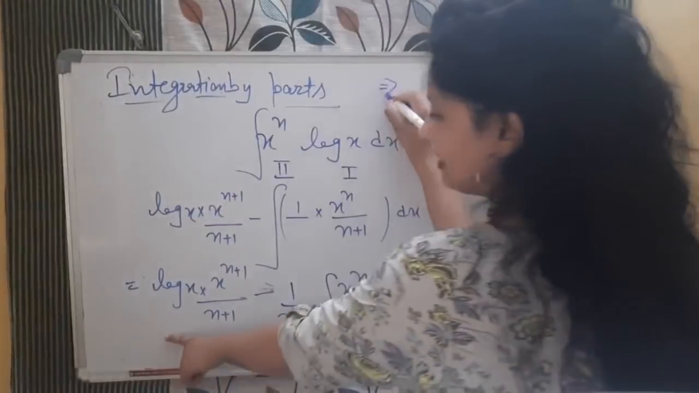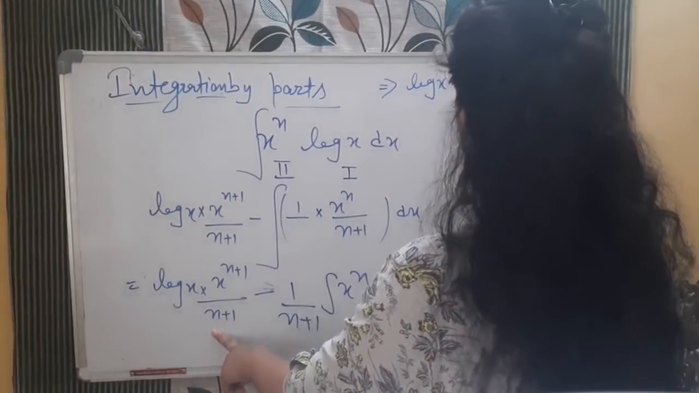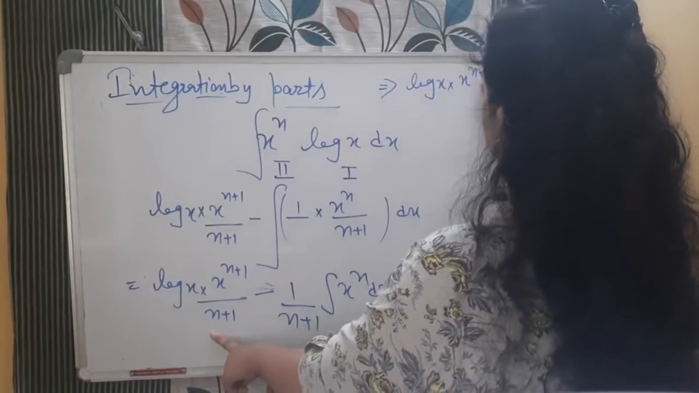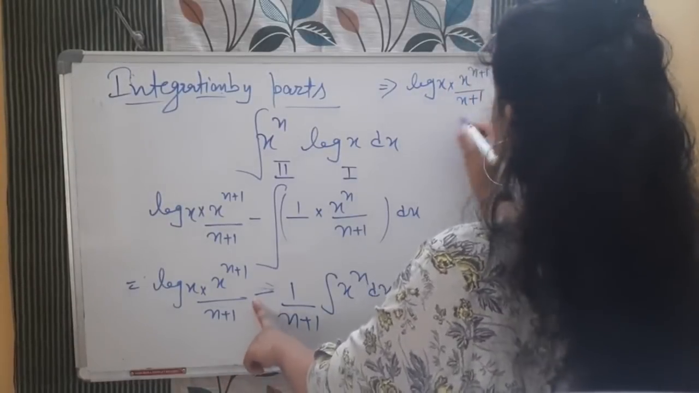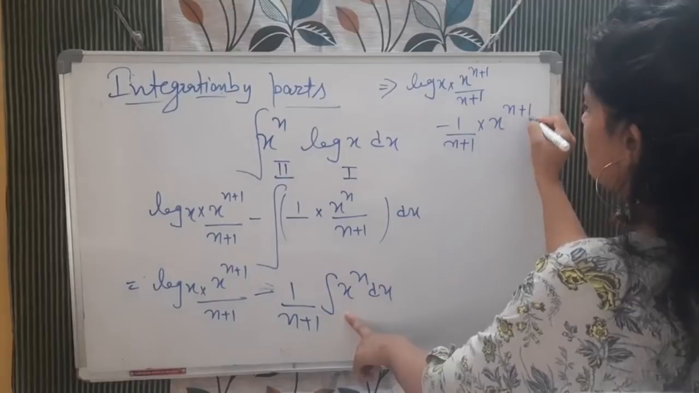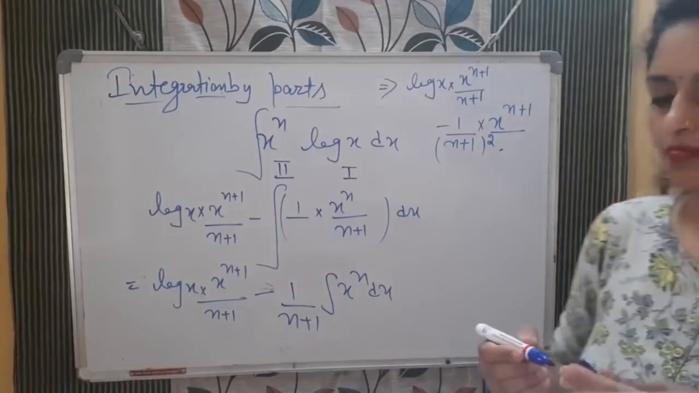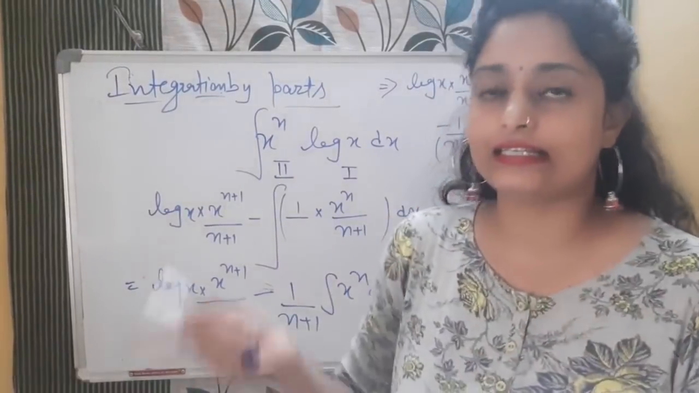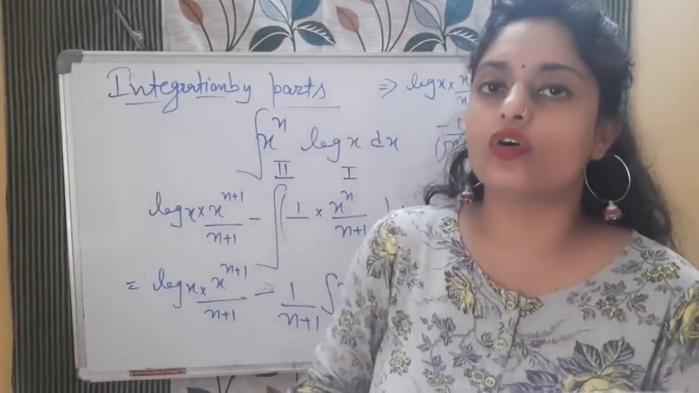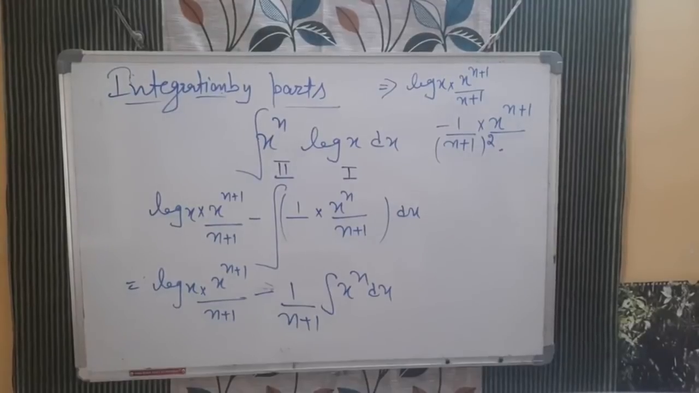When you will solve it, finally what you will get is log x into x raised to the power n plus 1 divided by n plus 1 minus 1 by n plus 1 into, when you integrate this, x raised to the power n plus 1 divided by one more n plus 1, so it will be squared. And this is the integration by parts. Remember, first as it is, integration of second, minus integration of differentiation of first, integration of second. You need to do some numericals on this method, and then you will feel easiness to solve these kinds of questions.